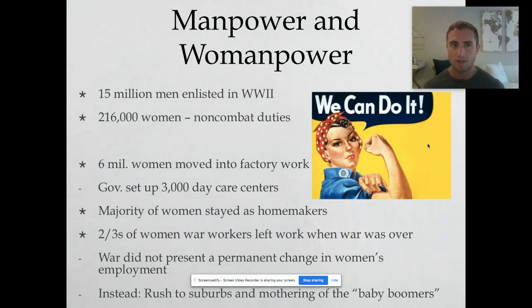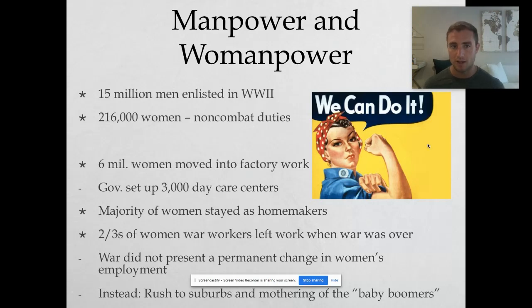Okay. Who's serving? 15 million men are going to enlist in this war. This is the most amount of soldiers mobilized in a war in America's history and in world history. We also see an unprecedented amount of women serving in non-combat duties, but auxiliary combat duties.